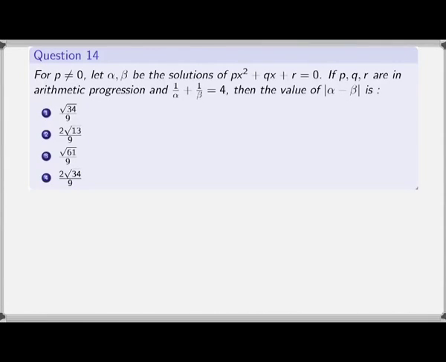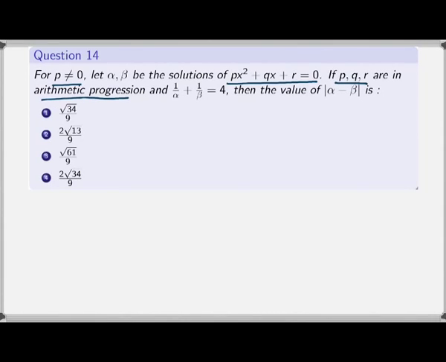Let us now look at this question. Here we have p to be a non-zero number, and then we have the quadratic equation px square plus qx plus r is equal to 0 with the property that p, q and r are in an arithmetic progression.